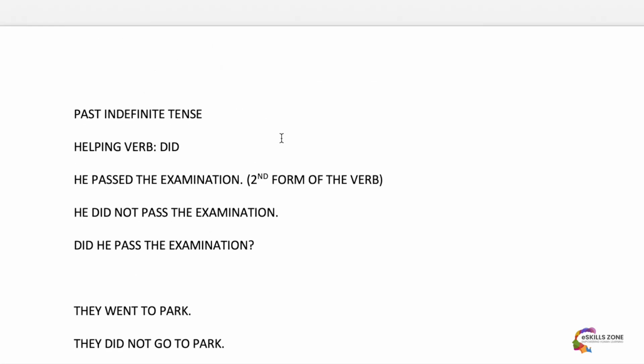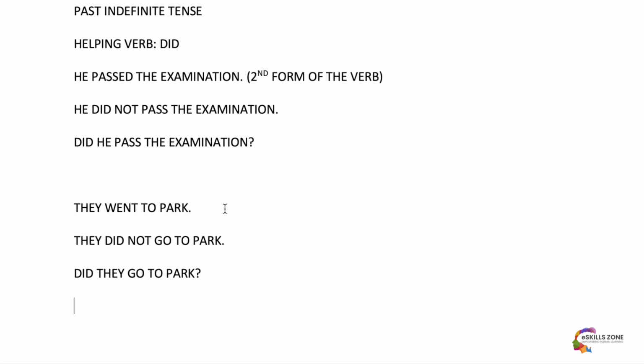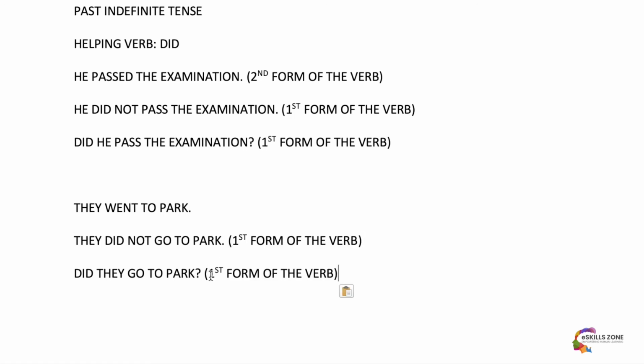Okay, so I'll write it down for you. That's going to be easy. So here we use the second form of the verb for the positive. Here we're going to use the first form of the verb, and the same we will be using for interrogative. Here also we'll be using the same one. So there you go. Here you go. Okay, now let's have some more practice.